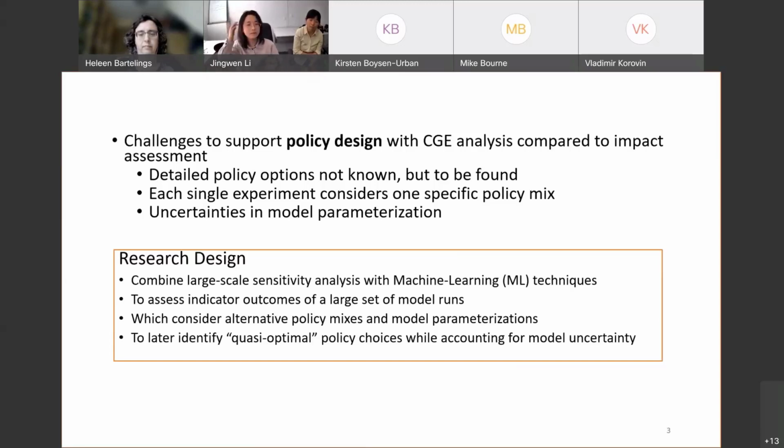So this is the motivation of our project, and it leads to the research design. We combine a large-scale sensitivity analysis with machine learning techniques, actually a neural network model, to assess a set of indicator outcomes chosen from a large set of model runs. At the same time, we consider alternative policy mixes and model parameterizations. The ultimate goal is to identify quasi-optimal policy choices while considering all the model uncertainties together.